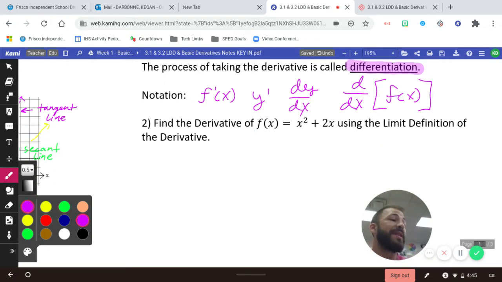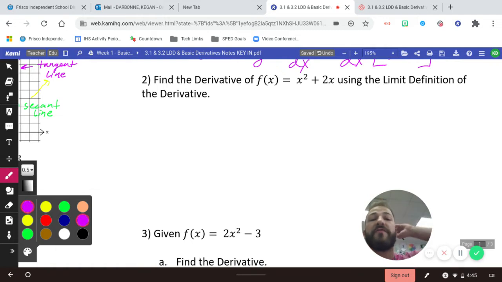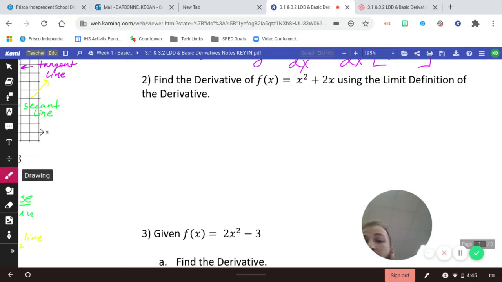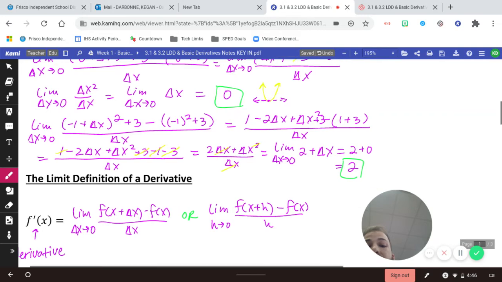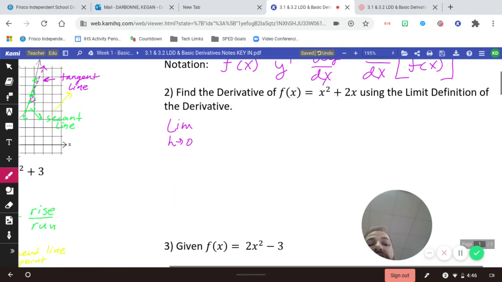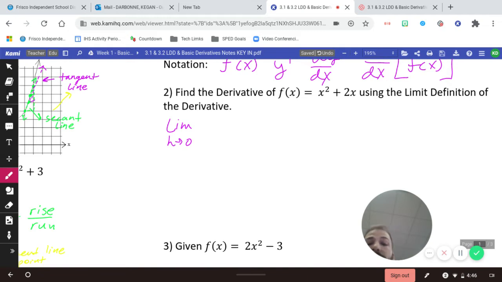Okay, so let's actually apply it. Let's find a derivative function. We're going to find the derivative of f of x equals x squared plus 2x using the limit definition of the derivative. So we have the limit as h approaches 0. I prefer h. You can use delta x, but h is just so much easier. We have the limit as h approaches 0 of this first piece, which is f of x plus h. Everywhere there's an x in my equation, I'm going to replace it with x plus h. So x plus h squared plus 2 times x plus h.